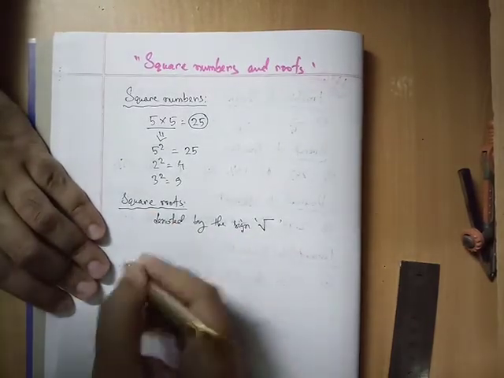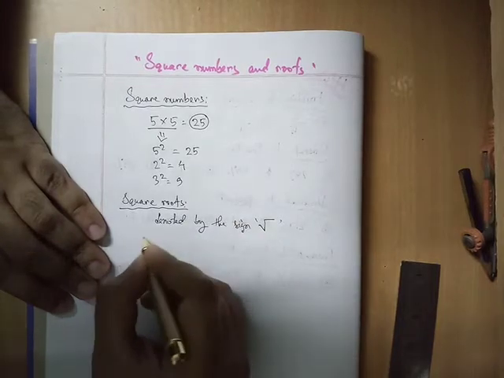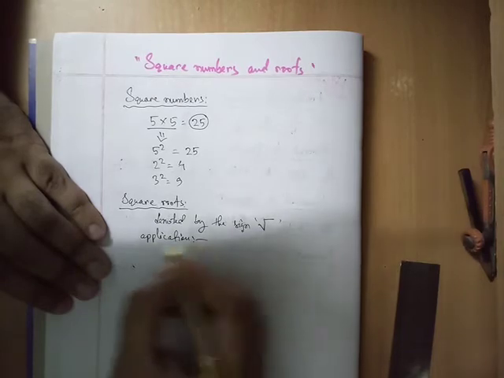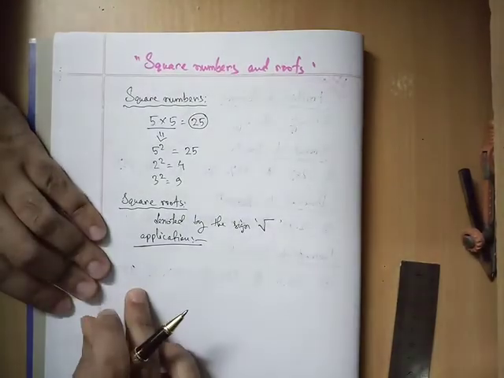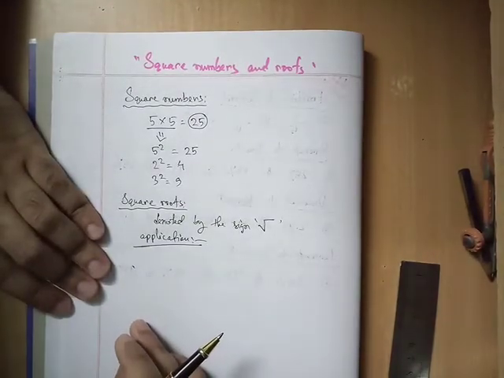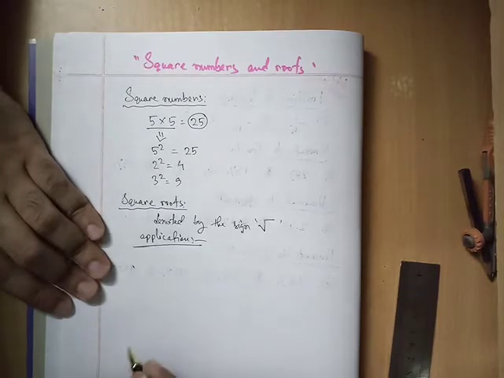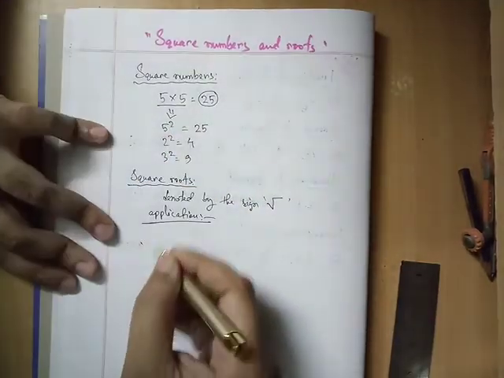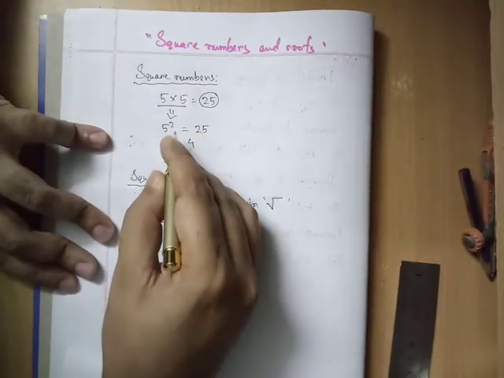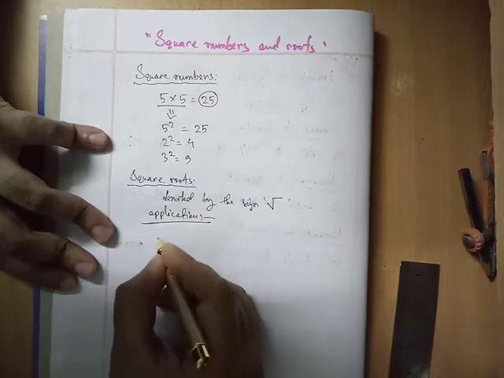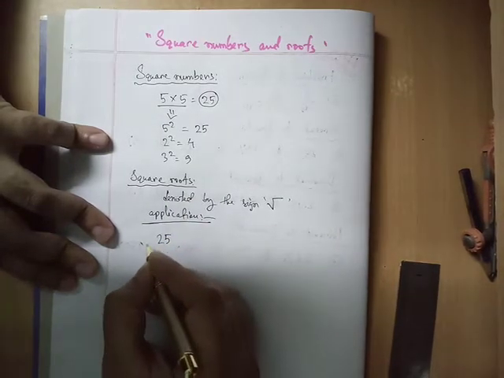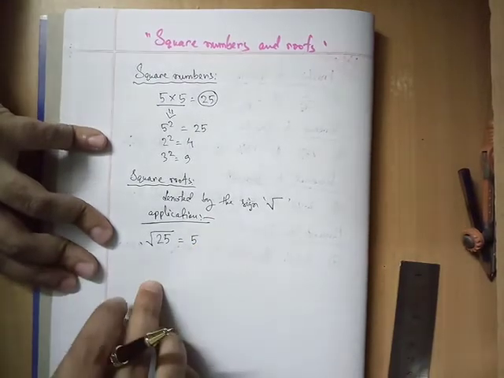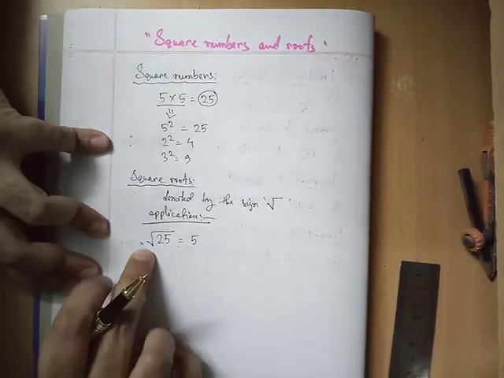Now what is the application of it? The application is, if I square root any squared number, it will give us the root of it. What does it mean? Let me show you. Suppose 25 is a square number, right? So 25 is a square number because it is a square of 5. So if I write 25 and if I square root it, it will give me 5.